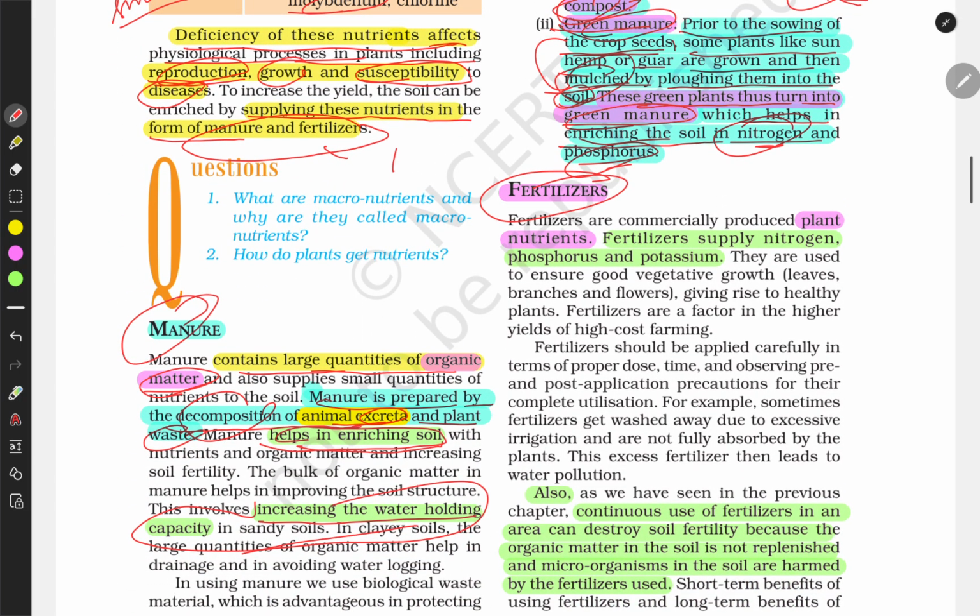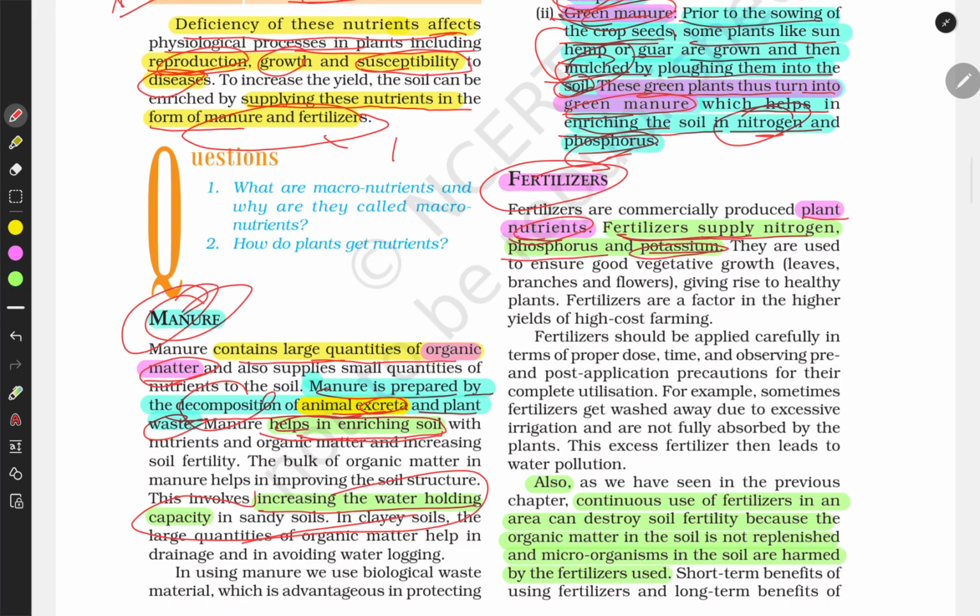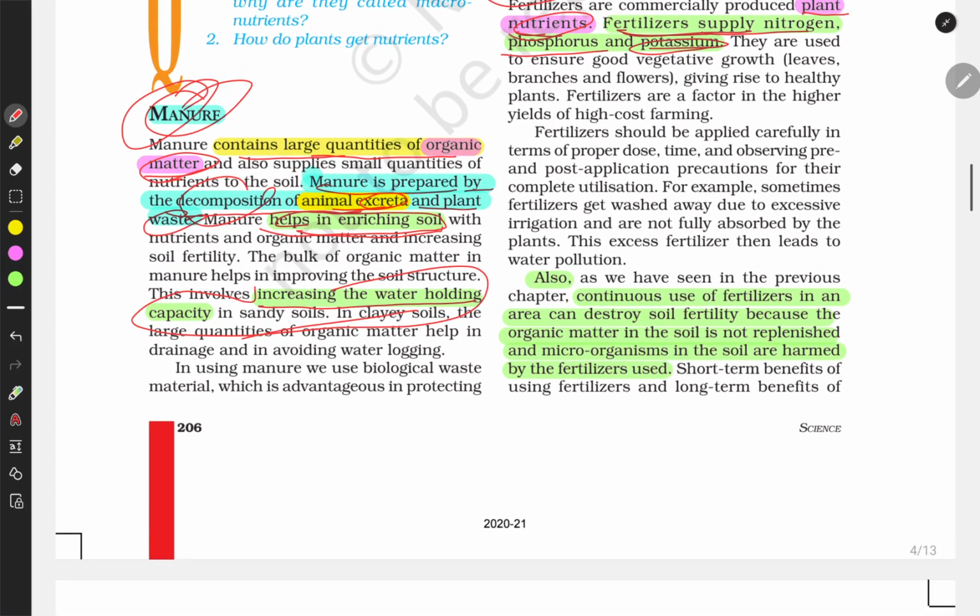Fertilizer is an artificial technique for increasing the nutrients of the soil. Manure is a natural thing. A plant nutrient fertilizer supplies nitrogen, phosphorus and potassium. Continuous use of fertilizers in an area can destroy the soil fertility because the organic matter in the soil is not replenished, and the microorganisms in the soil are harmed by the use of fertilizer.